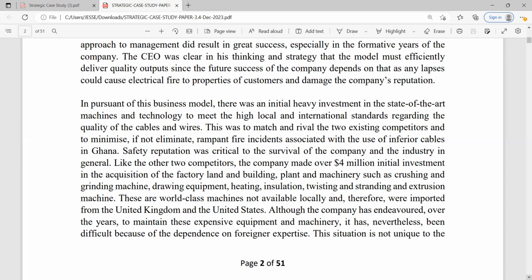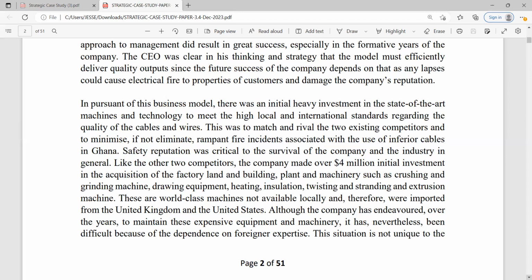So safety is very, very critical. You see, the word critical success factors was critical to the survival of the company. You can see it here. Like the other two competitors, the company made over 4 million initial investment, acquisition of factory, land, building. Now, I didn't mention them, but it's important to mention this. When you hear machines and technology, you should think about capital expenditure. You should know how much it's costing them and how it's affecting their bottom line and their financials, right?